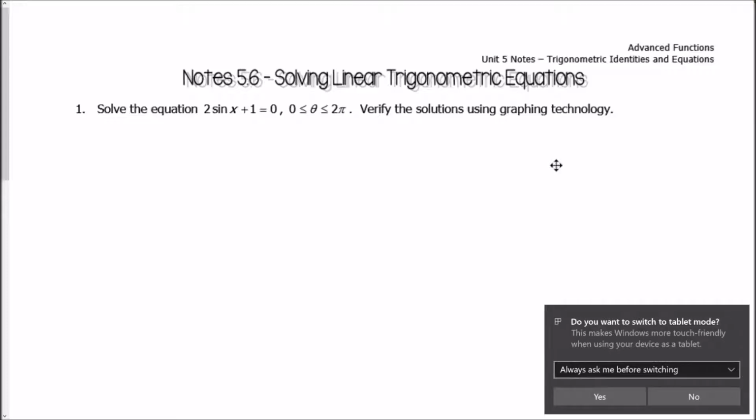Hi everyone. Notes 5.6 are on solving linear trigonometric equations. So we're going to apply everything that we've learned so far this unit to actually solving linear equations. It shouldn't be all that new to you when we actually end up doing this. The quadratic ones will be a little bit newer, but this should be kind of familiar to you guys.